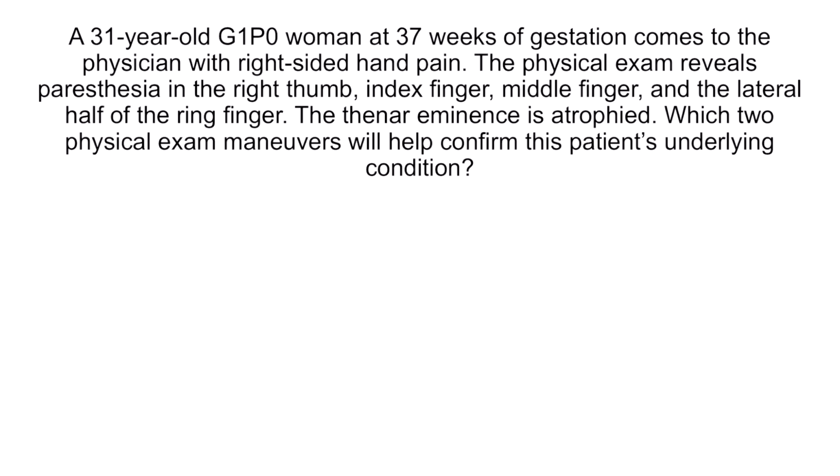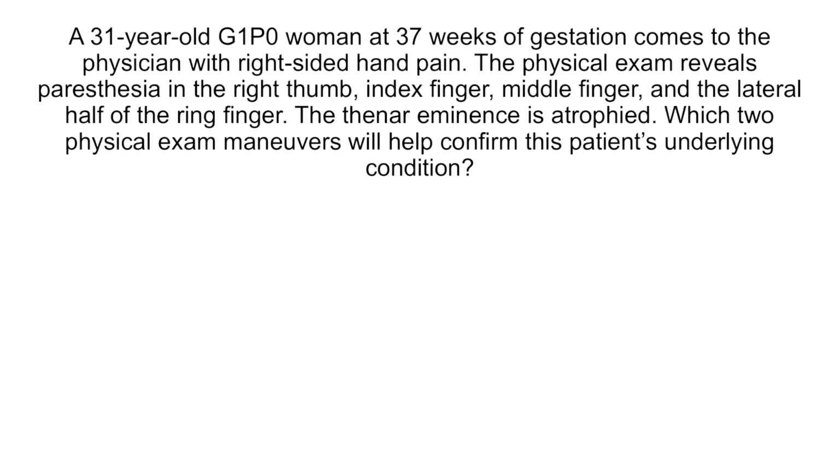A 31-year-old G1P0 woman at 37 weeks of gestation comes to the physician with right-sided hand pain. The physical exam reveals paresthesia in the right thumb, index finger, middle finger, and lateral half of the ring finger. The thenar eminence is atrophied. Which two physical exam maneuvers will help confirm this patient's underlying condition?